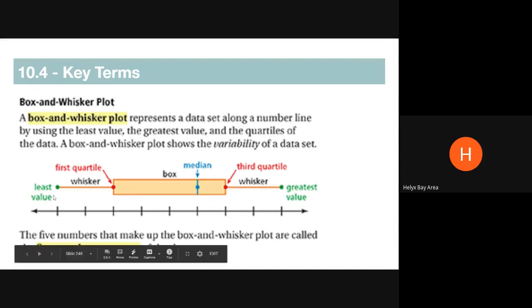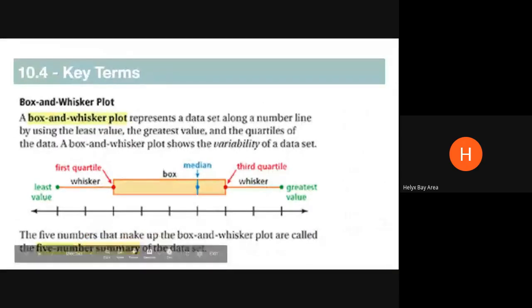So your least value is this green dot right here. This green dot is the least value in your data set. Your greatest value is right here, and your median is the number that's right in the middle of all of your data set, right? Then your first quartile comes here, and your third quartile comes here. Your median is obviously your second quartile, but it's easier to call it the median. The 5 numbers that make up the box and whisker plot are called the 5-number summary of the data set.